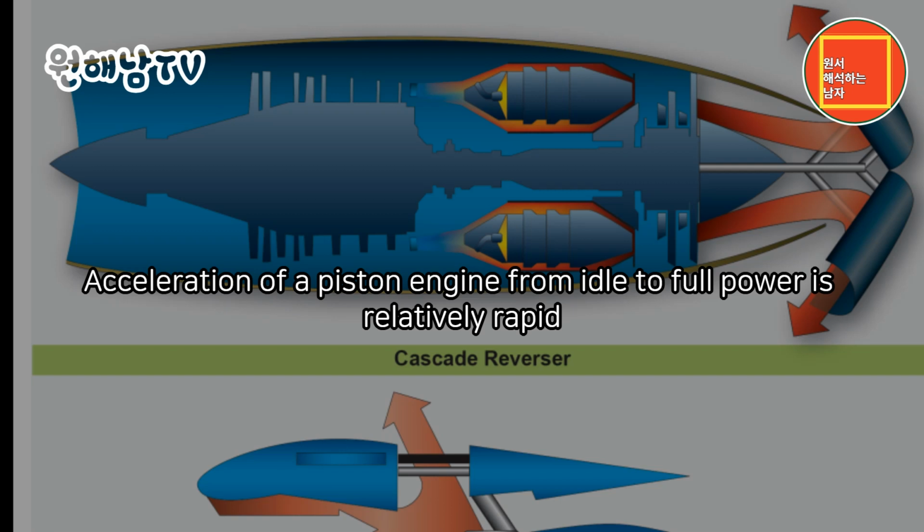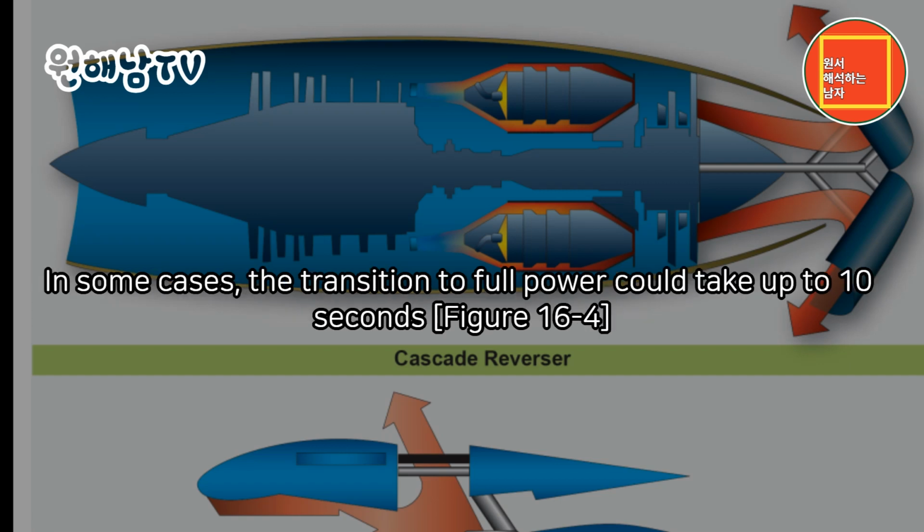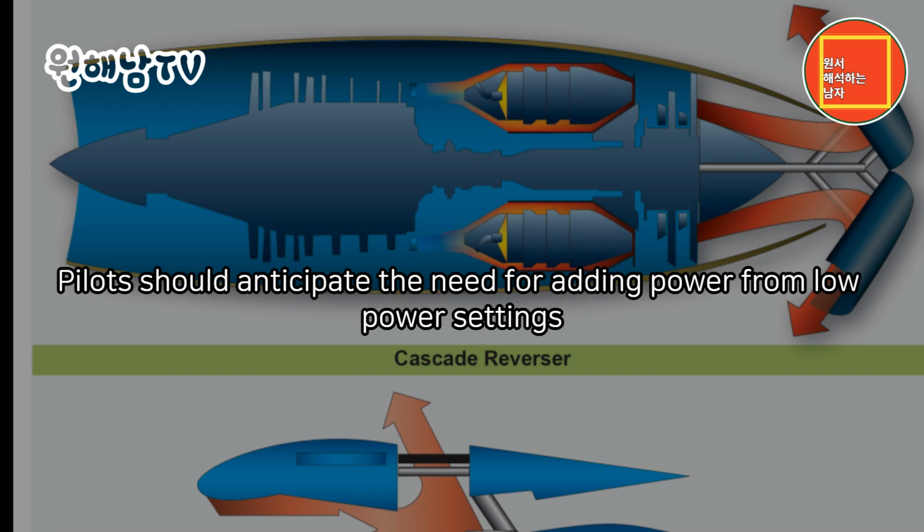Acceleration of a piston engine from idle to full power is relatively rapid. The acceleration on different jet engines can vary considerably, but it is usually much slower. In some cases, the transition to full power could take up to 10 seconds. Figure 16-4. Pilots should anticipate the need for adding power from low power settings.